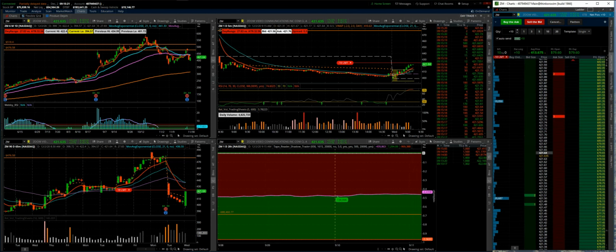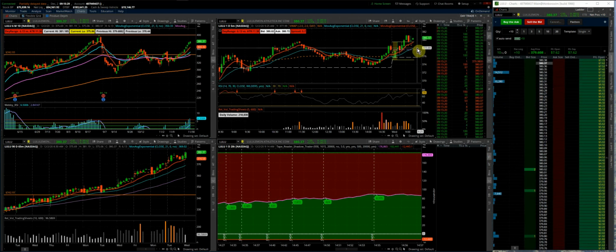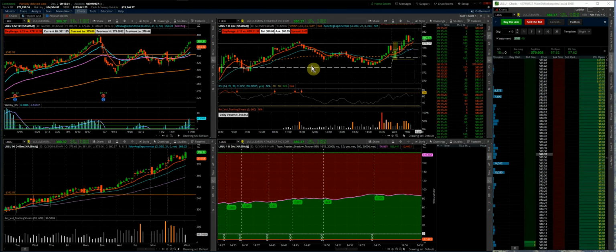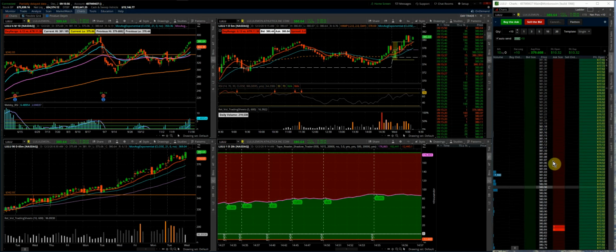Let me see Lulu. Lulu's struggling to stay above, but this one is staying above, so I'm not complaining. Let's do the same approach here. The current low is 375.06, and my ATR is 11.38. That's not too big, so I'm going to subtract 2. So my target would be 384.44.